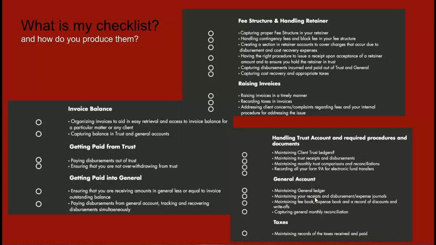And then comes the third component, which is handling the trust accounts and all the procedures and documents. So the trust ledgers, receipts and disbursements, reconciliations, the Form 9As for electronic fund transfers, and within your general account, managing your general ledgers, as well as the receipts and disbursements. Again, this is all part of that checklist that we spoke about. Maintaining your fee book, your expense book, and any record of discounts or write-offs that you've captured. Okay, and it happens all the time.